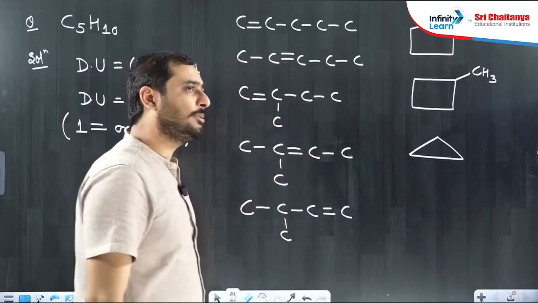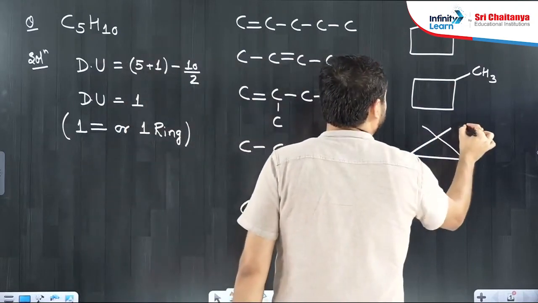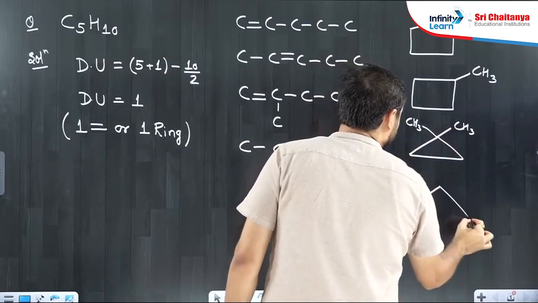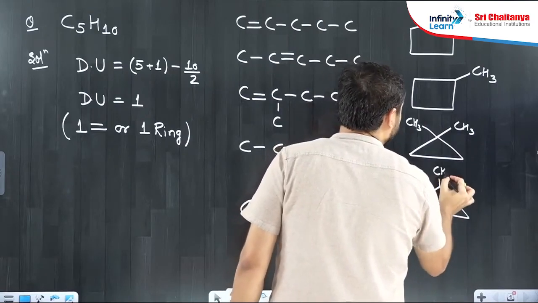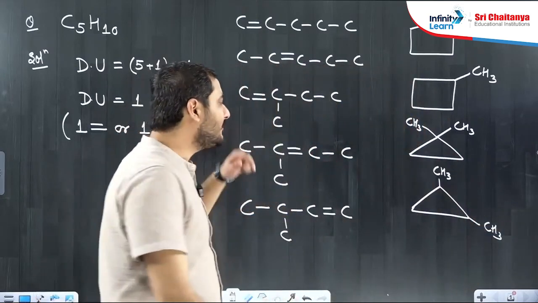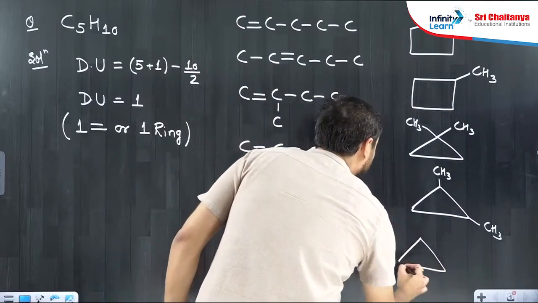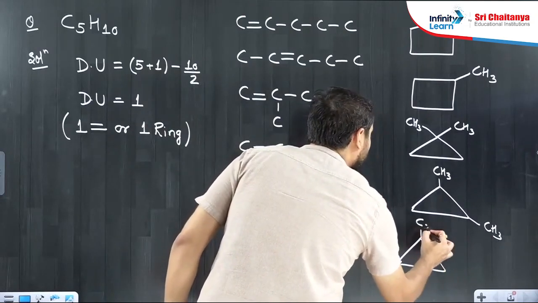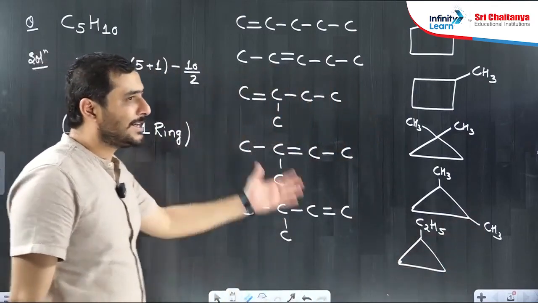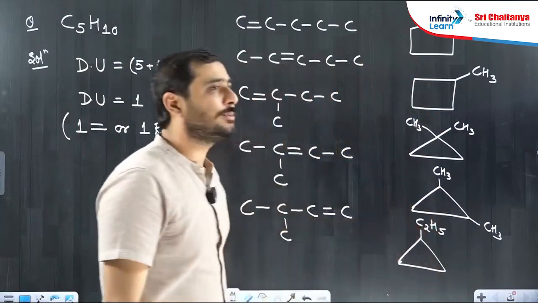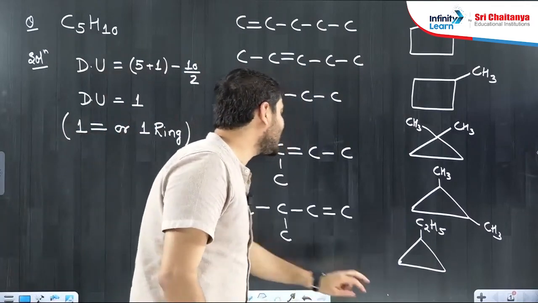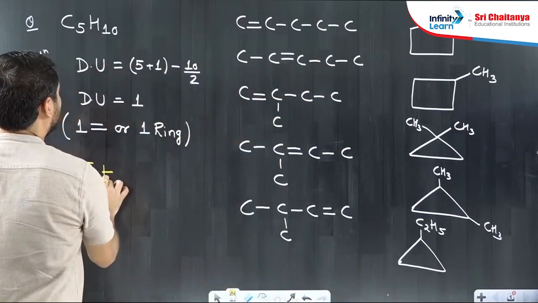a 3-membered ring is present, and how many methyl groups will be present? 2. So both methyls are present at the same carbon, that is 1,1. Or next, 2 methyls can be present at the first position and second position, 1,2. These are possible. And there is one more possible case. If we take 3 carbon atoms, instead of a methyl substituent, we can write ethyl also, C2H5. So in total, how many cyclic isomers are possible? 5 cyclic isomers are possible and 5 open chain alkenes are possible. So what is the answer for this question? The total number of structures is 10.